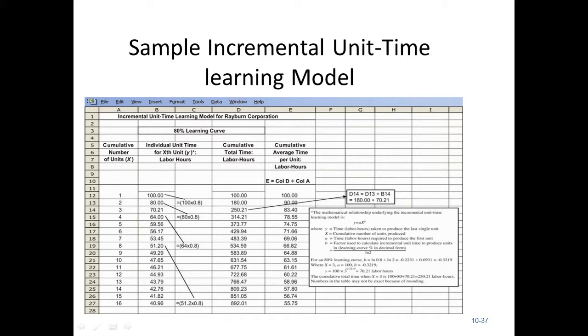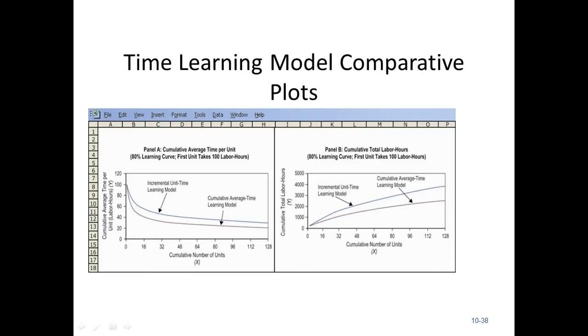In this example of the unit time learning model, the incremental time needed to produce the last unit declines by a constant percentage each time the cumulative quantity of units produced doubles. With this model, the 80% means that when the quantity of units produced is doubled from x to 2x, the time needed to produce the unit corresponding to 2x is 80% of the time needed to produce the xth unit.